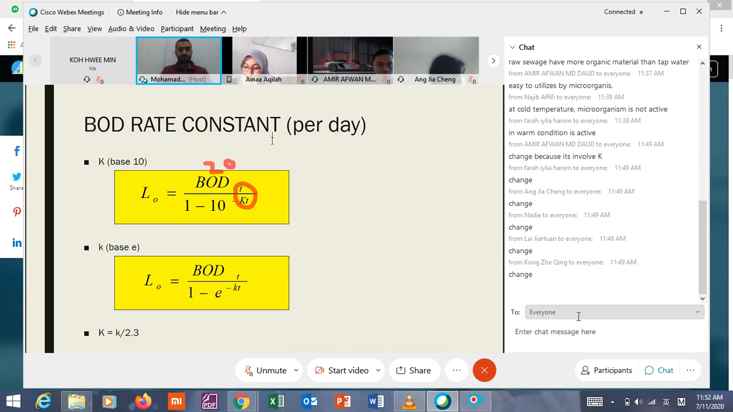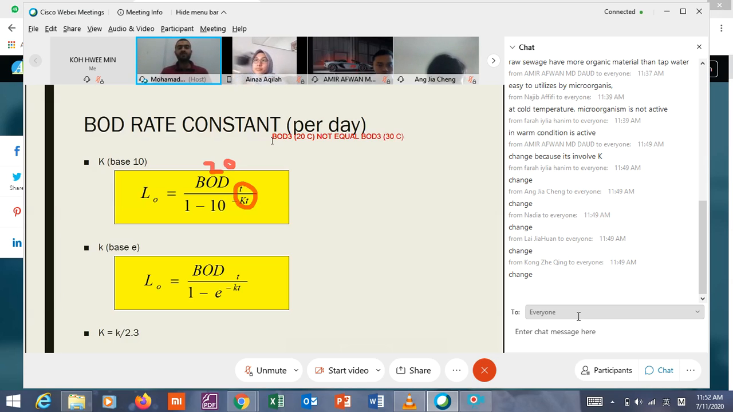Let me write something here. So BOD3 at 20 degrees does not equal BOD3 at 30 degrees Celsius.